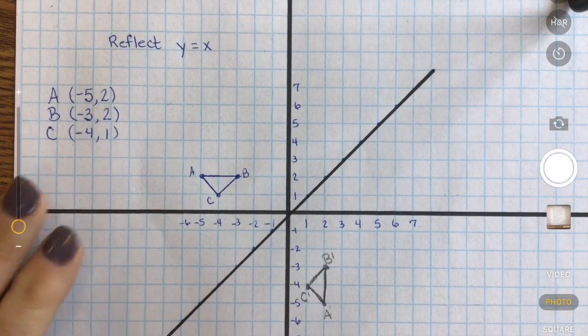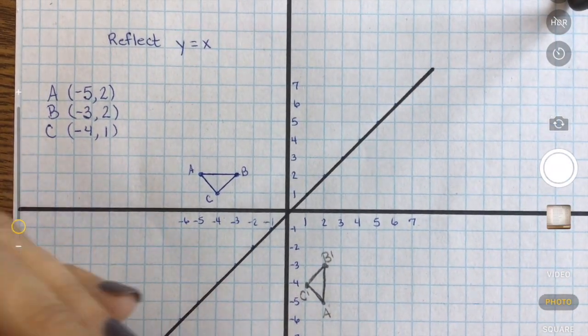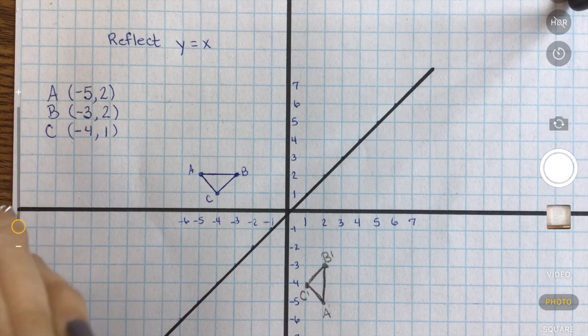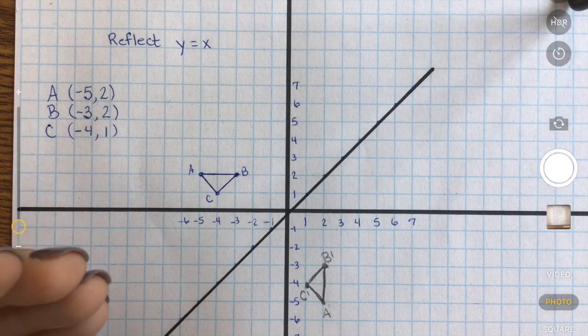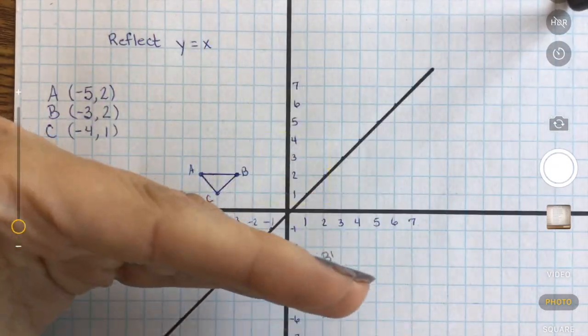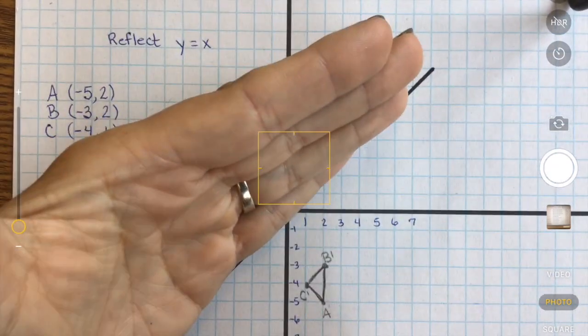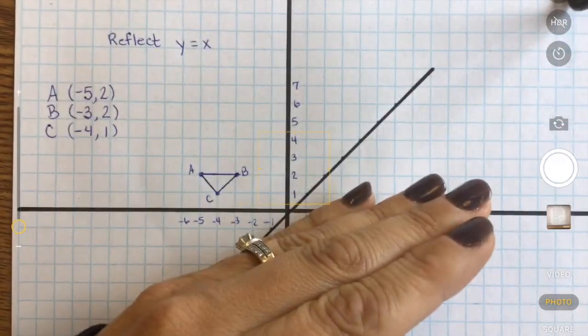And when I look at my shape, notice that it's kind of turned. It's a different orientation. The shape hasn't changed, the size hasn't changed, but the orientation has changed because instead of going across Y or X, I went across Y equals X. So I literally flipped this way.